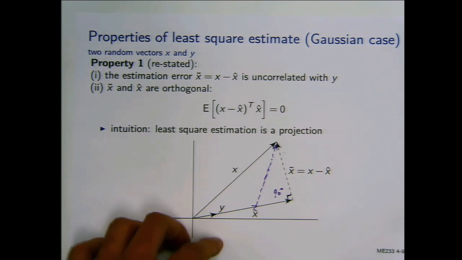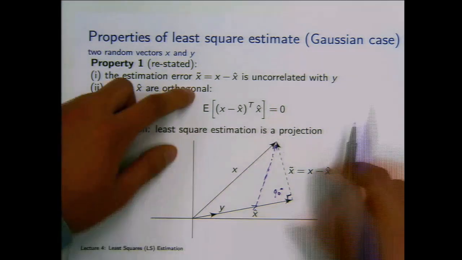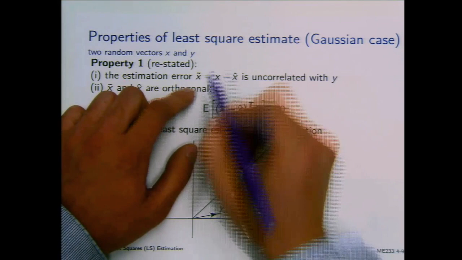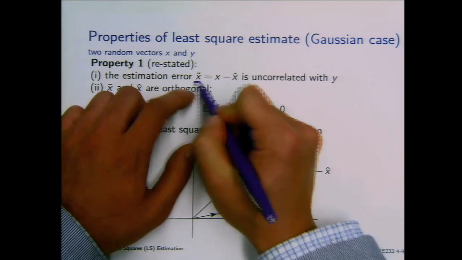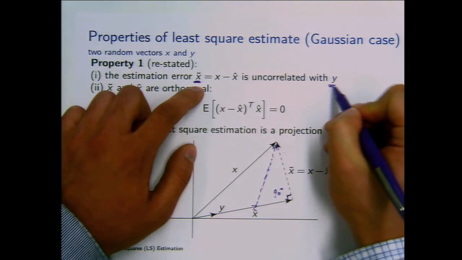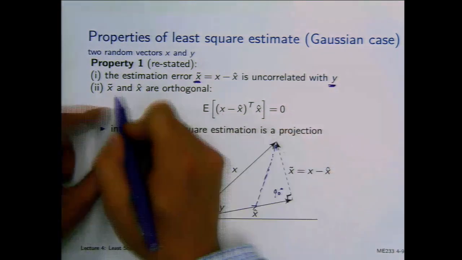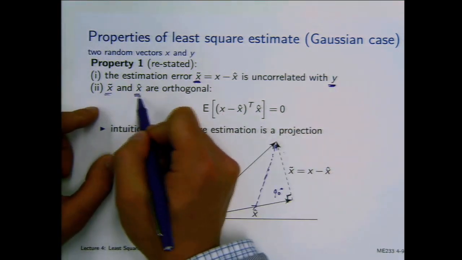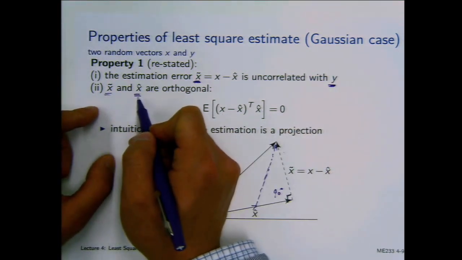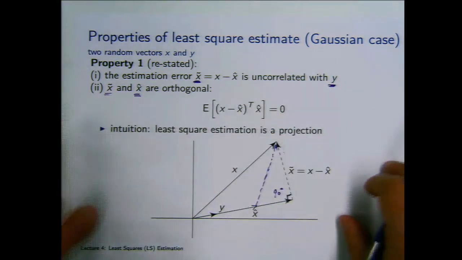Let's see. The other direction is still true. No, these two properties are not equivalent. First of all, the first property is talking about how the estimation error is related to y, and the second one is talking about how the estimation error is related to x hat. You see the difference? So they're talking about two things.